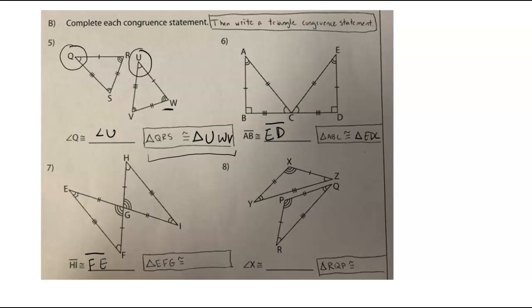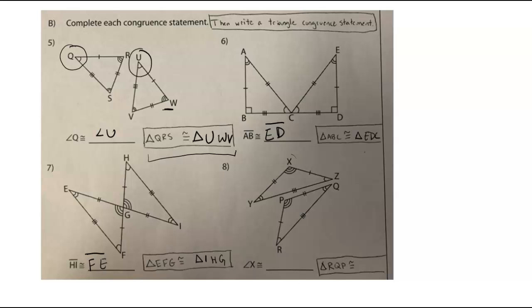But notice this one's a little trickier. We wrote it as EFG. So again, E matched up with the other angle I. F matches up with H, and then G is going to match up with G. So again, see which triangle is written first. It does not make a difference.